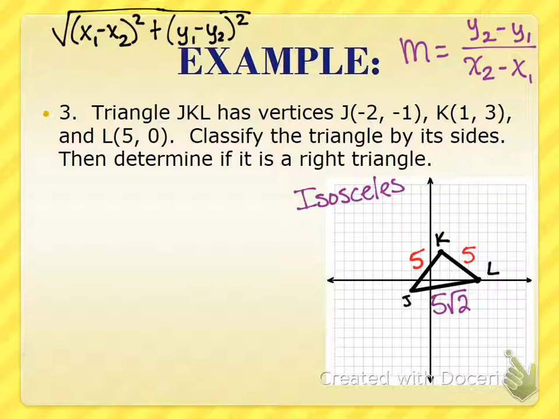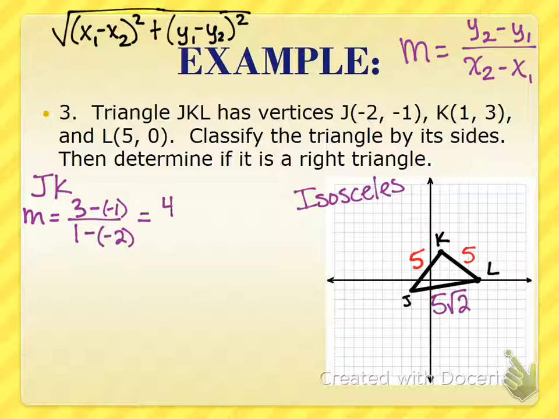Good. Okay, so let's find the slope of JK first. Give me a y coordinate to start with. 3 minus -1. If I started with 3, the x I have to start with is 1 minus -2. Subtracting a negative means we are really adding. So 3 plus 1 is 4, and 1 plus 2 is 3. Great.